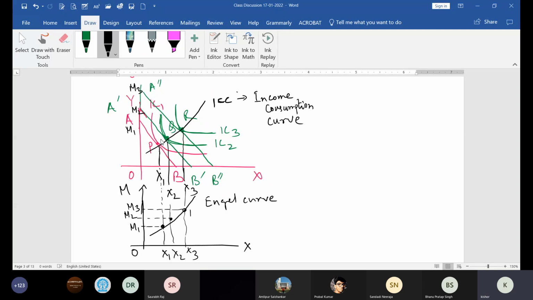To draw an Engel curve, you have to have the information from the ICC curve, because how will you know, at different budget levels, what the equilibrium quantity will be, X1, X2, X3? That information comes from the ICC curve. Then it shows only the relationship between different levels of your income and the equilibrium quantity you purchase.